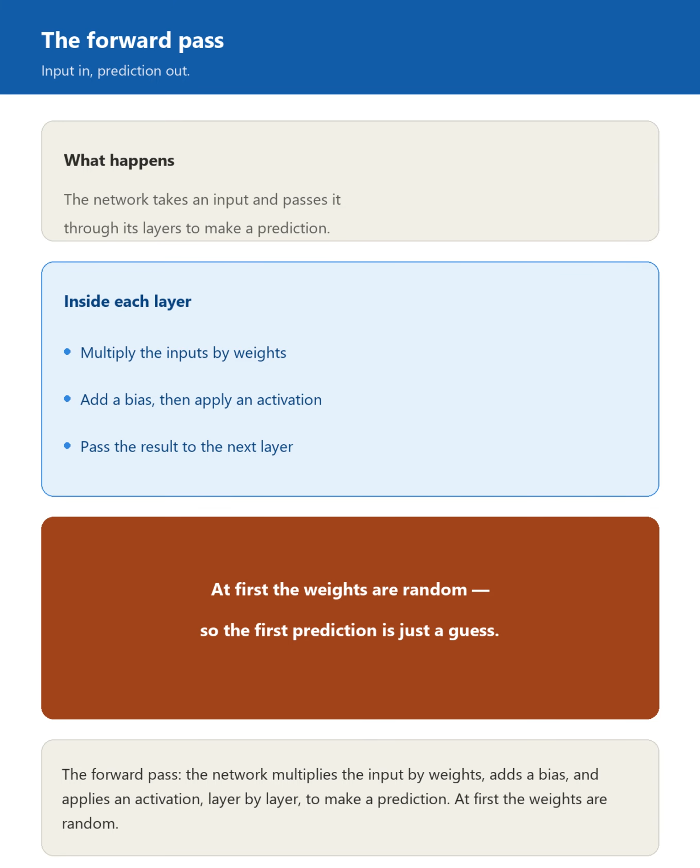Start with the forward pass. The network takes an input, multiplies it by its weights, adds a bias, and passes it through each layer to make a prediction. At first the weights are random, so that first prediction is basically a guess.